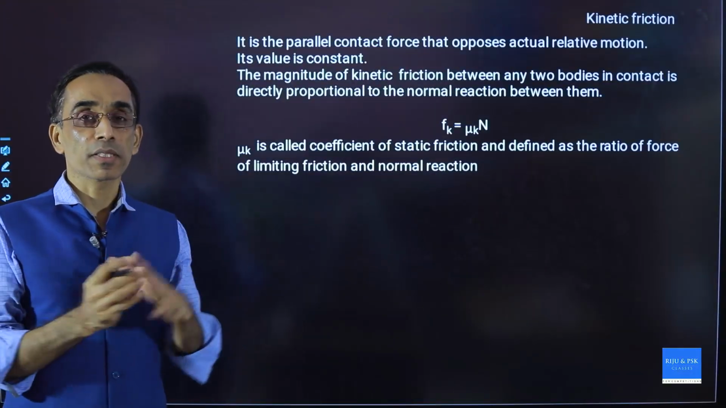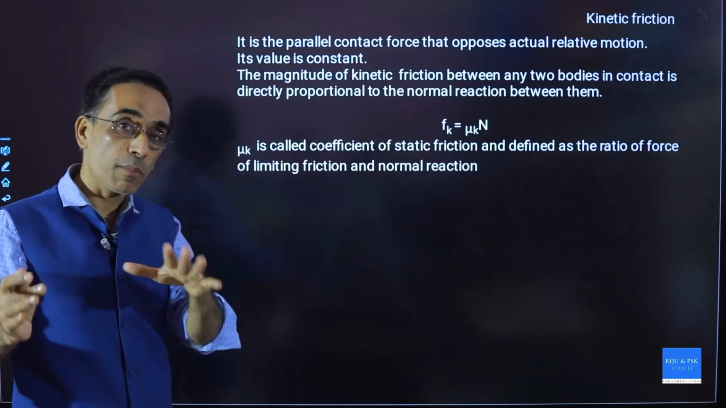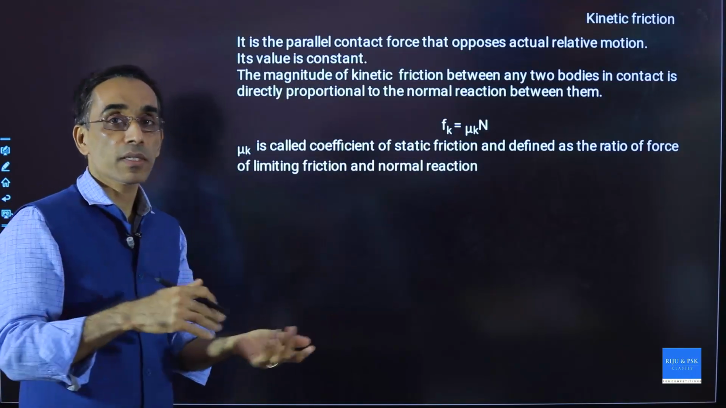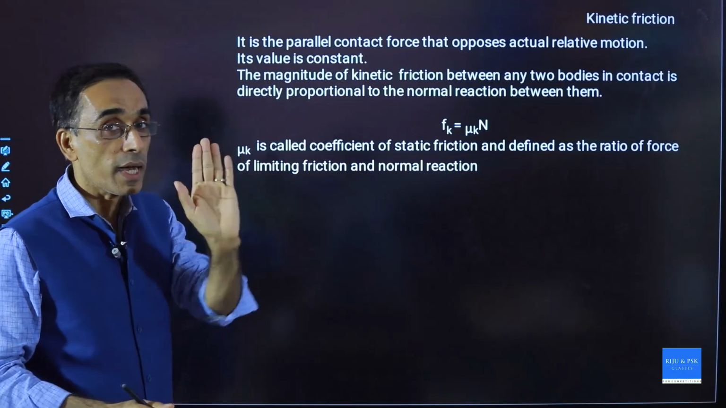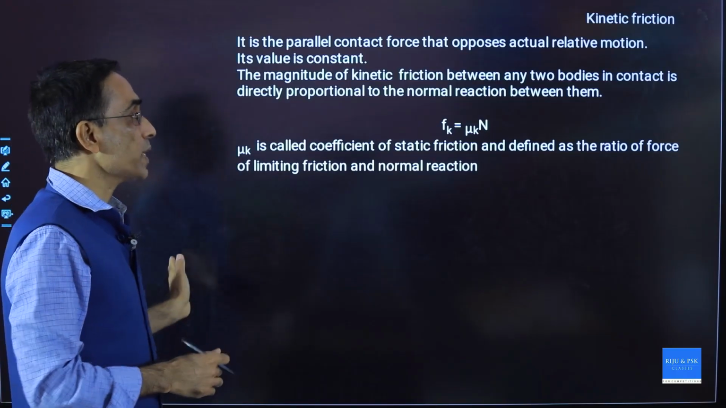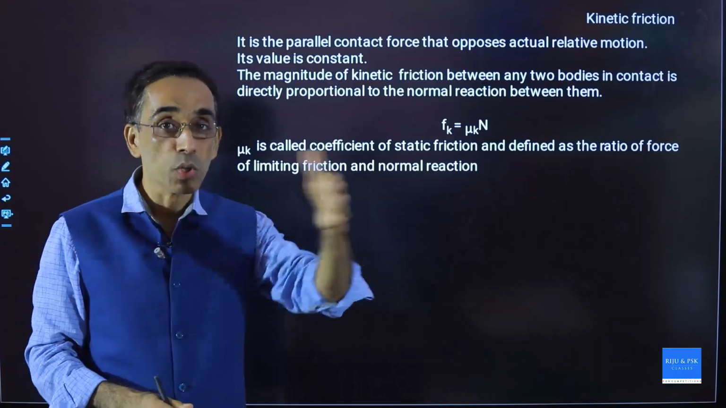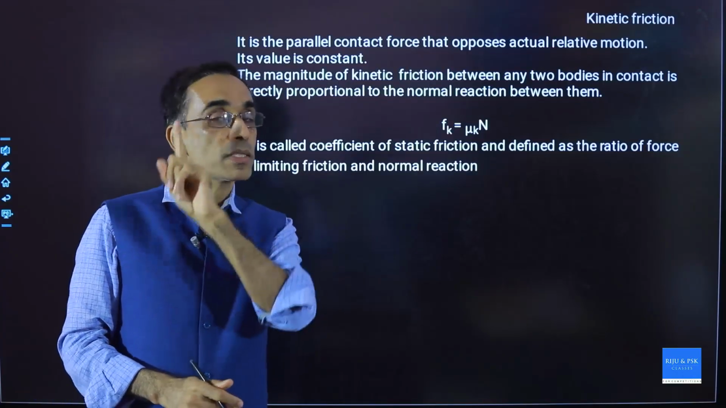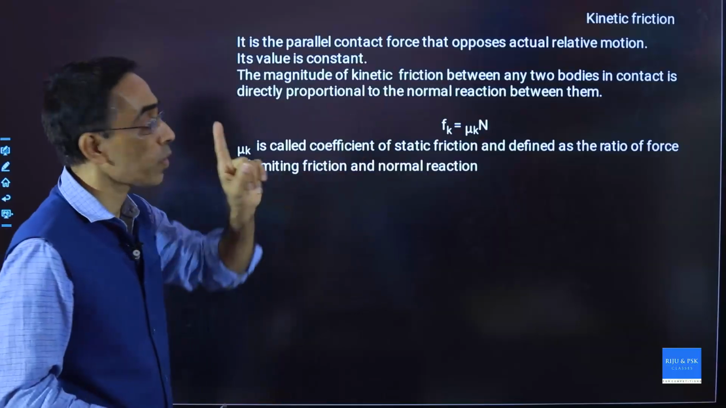Next, about kinetic friction. Kinetic means motion. Kinetic friction happens only when the body is actually sliding over another body, sliding or rolling. It is a parallel contact force which opposes the actual relative motion, I told you before. And just like the previous one, kinetic friction has an equation mu k into N, but kinetic friction does not vary, it has a constant value. Static friction can vary from 0 to a certain maximum value, but kinetic friction is always a constant.